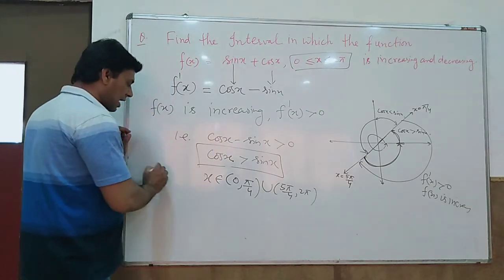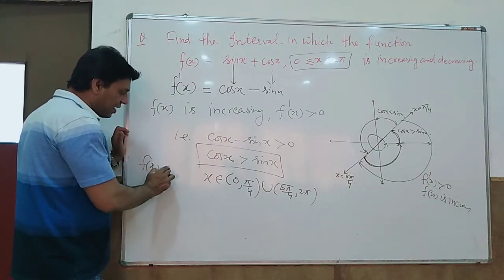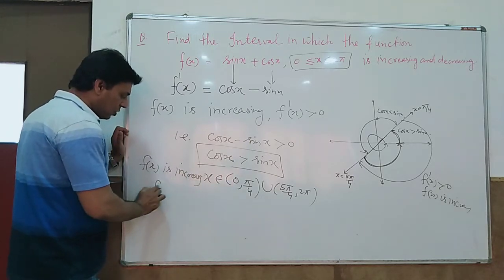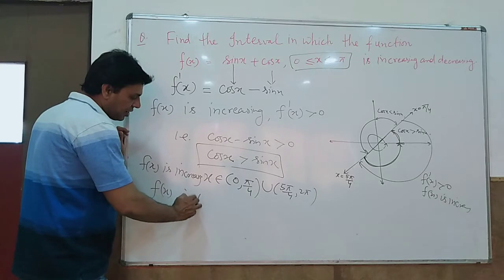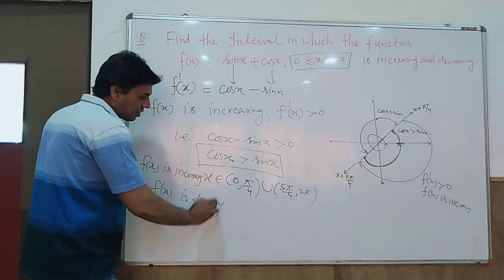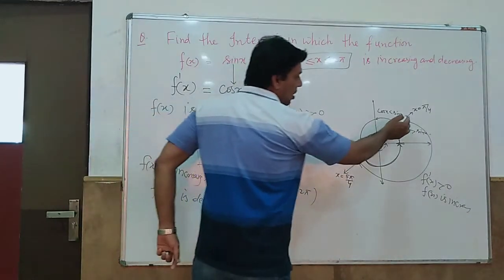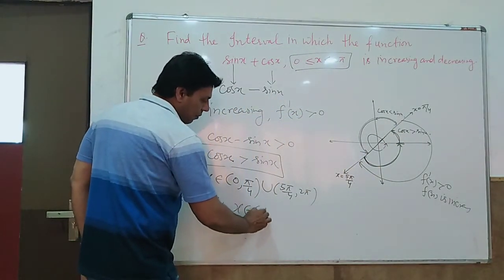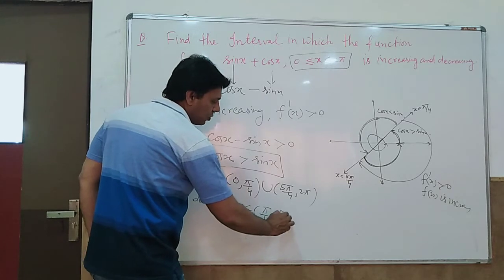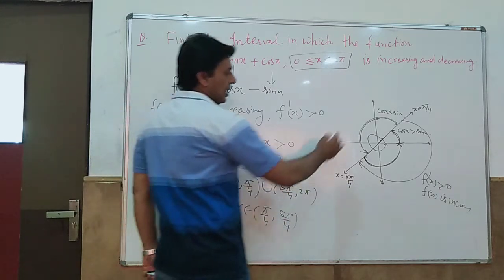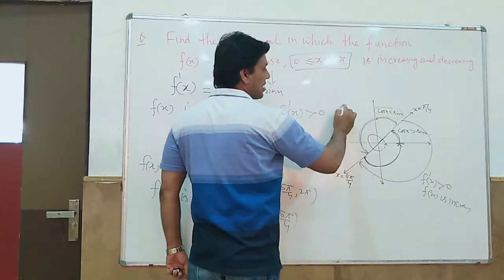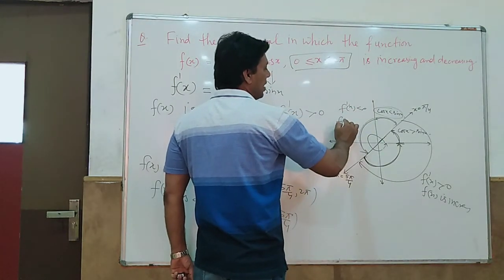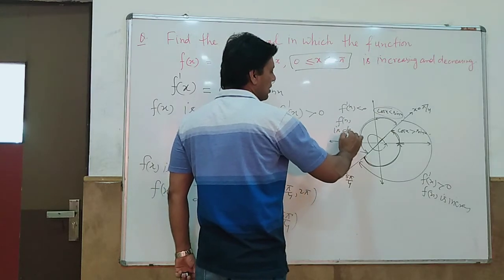So I can say f(x) is increasing here. Then f(x) is decreasing in what interval? That is, x belongs to pi by 4 to 5 pi by 4. In this interval, cos x is less than sin x, that is, f dash x is negative and f(x) is decreasing.